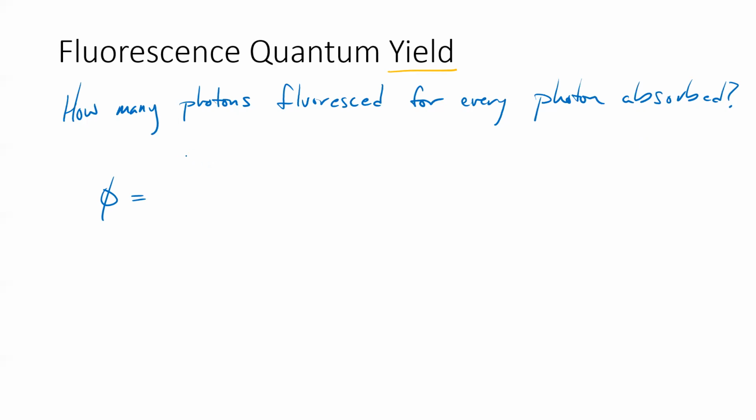So phi, our quantum yield, is the rate constant for fluorescence divided by the rate constant for fluorescence plus the rate constant for all of the non-radiative transitions. And so the only thing our molecule can do is either fluoresce or do something else that doesn't give off light, right? These are the only two options. And so we look at the fraction that is fluorescing, and that is our quantum yield.